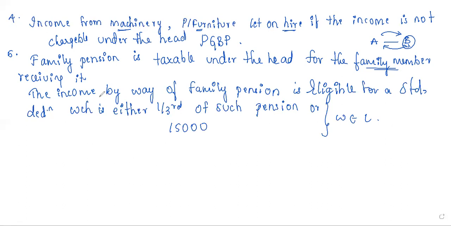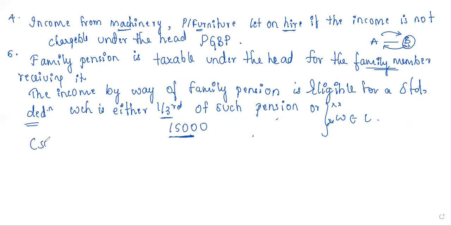Okay, so here the deduction, here also we do give it for a family pension. Whatever the pension amount is, 1/3 of that pension amount we will take, or 15,000. This is the standard amount for your family pension. In this too, whichever is lesser will be your deduction. Any doubts in this? Understood?